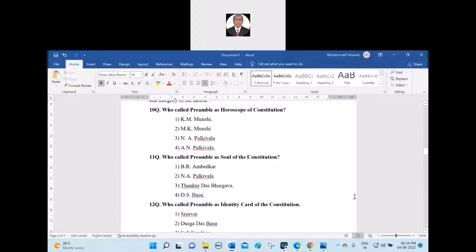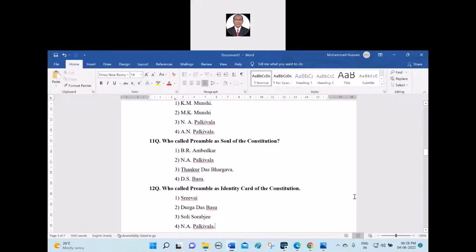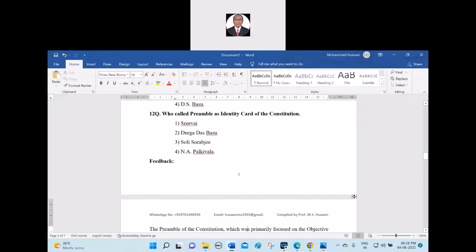The 12th question. Who called the preamble the identity code of the Constitution? Number 1, C. Roy. Number 2, Durgadas Basu. Number 3, Soli Sorabji. Number 4, N.A. Palkiwala. Sir, it's option 4, N.A. Palkiwala. Option 4 is the correct answer.